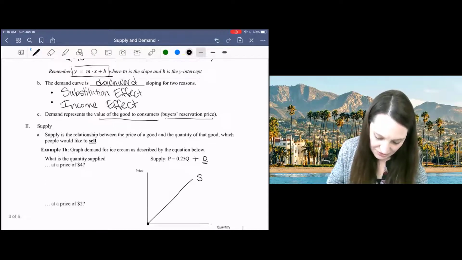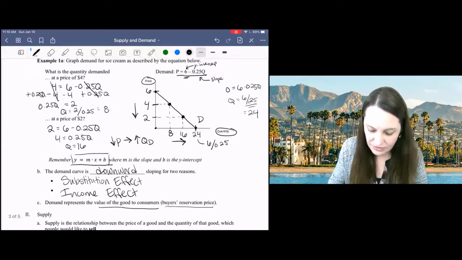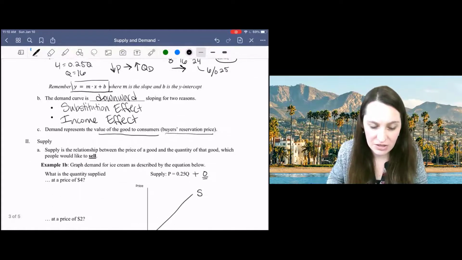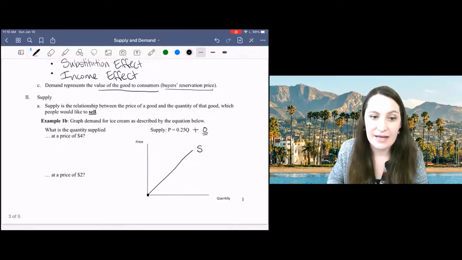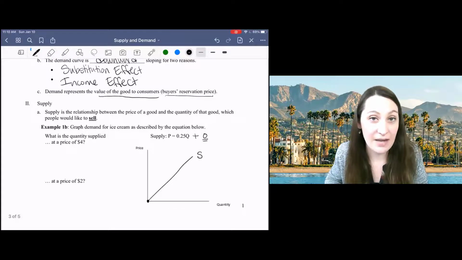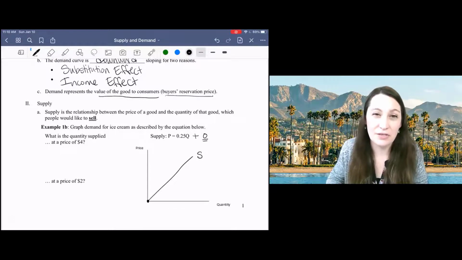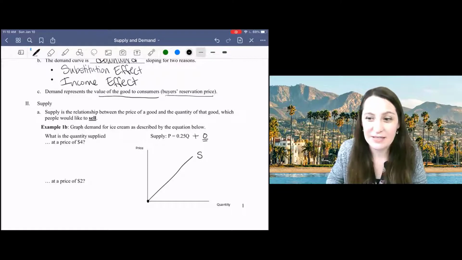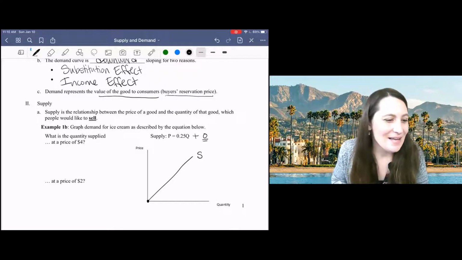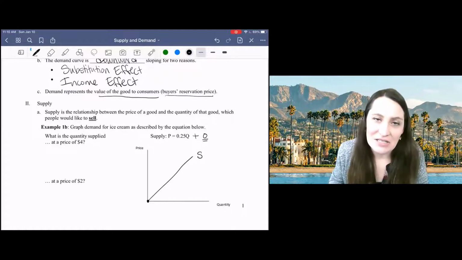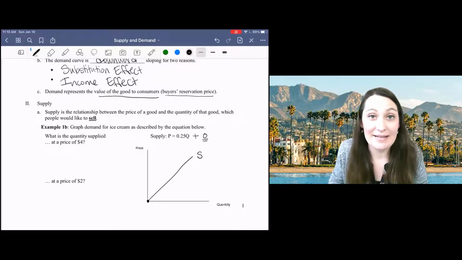Sometimes I pay attention to the steepness or the slope of the supply and demand curve. In this case, they have slopes of the same magnitude, so I know that they should have about the same amount of steepness. All right, using this equation, we can identify the quantity supplied for sale on the market for any price.